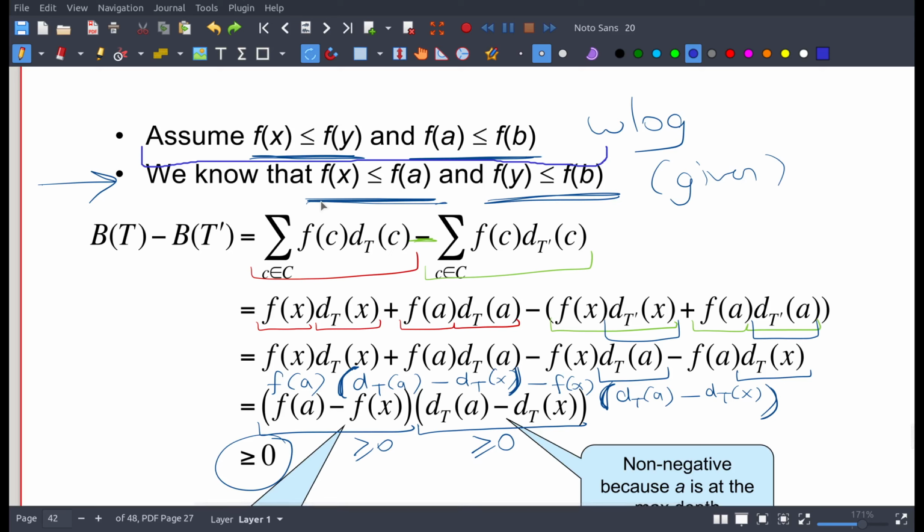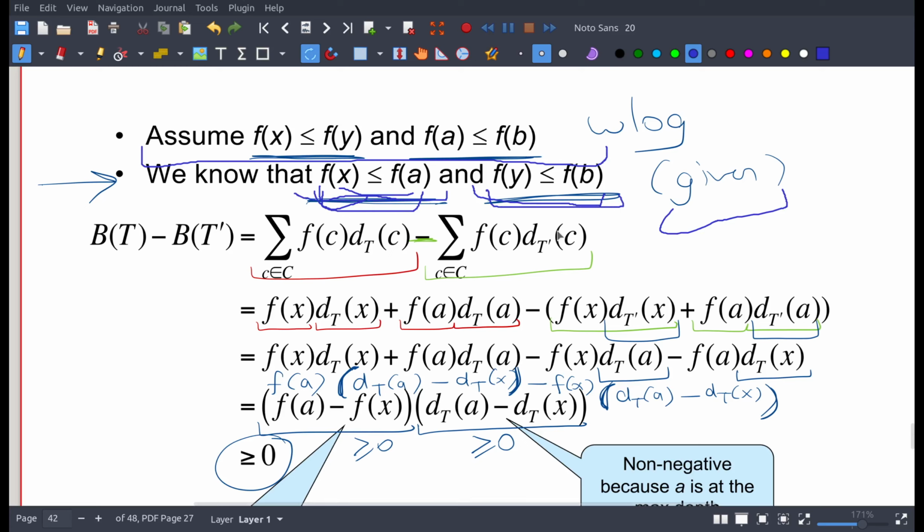And we know f of x is less than or equal to f of a and f of y is less than or equal to f of b. This is a given. Why is it given? What does f mean? It is the frequency, right? So we are saying x and y are the lowest frequencies. So if x has the lowest frequency, that means a should have a higher frequency than x or equal frequency. One of them should be true. It's either x has a lower frequency than a or equal frequency as a. That's the reason why we can say this is true.